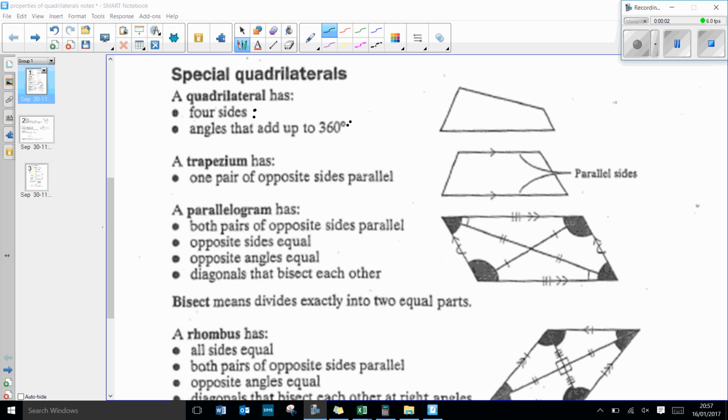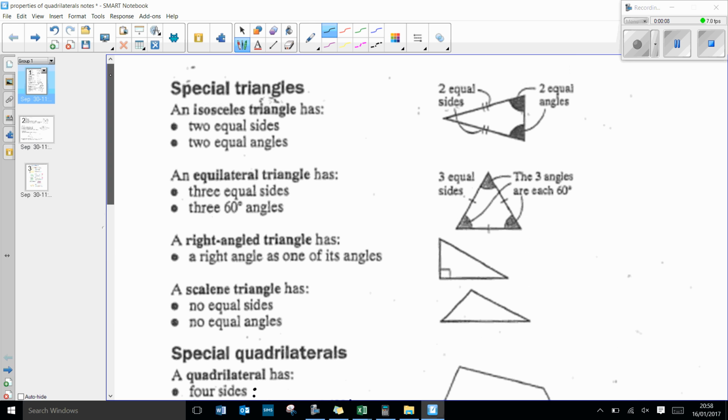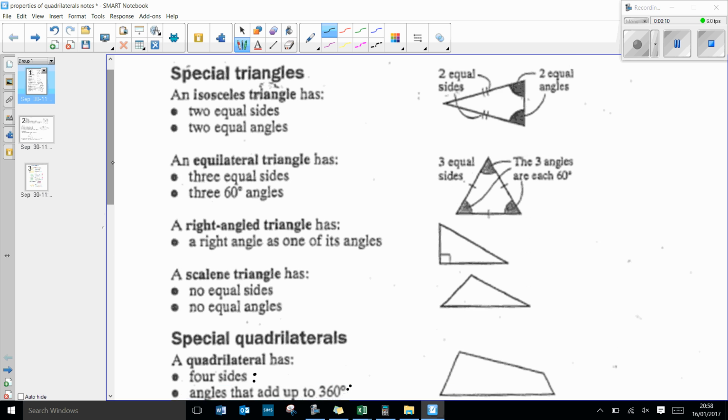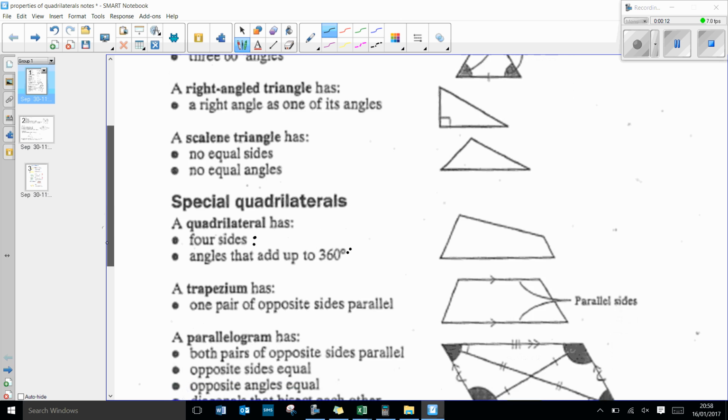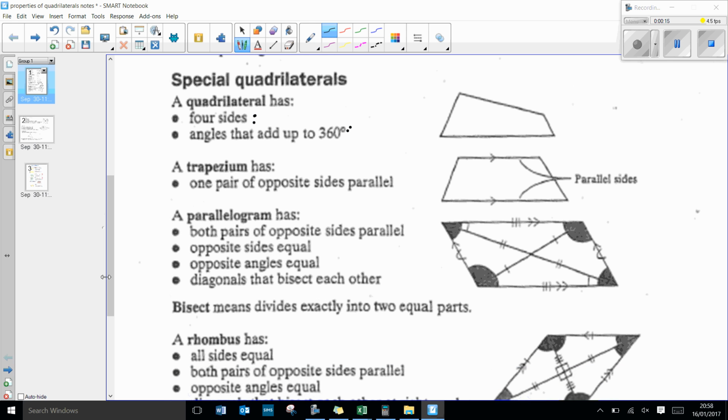Okay, so with the quadrilaterals, this is properties of quadrilaterals. Now, obviously, at the top of the sheet, we talked about triangles, but we've talked about those several times, so you can just read those. Let's just focus on the quadrilaterals. So a quadrilateral has 4 sides, and we know the angles add up to 360.